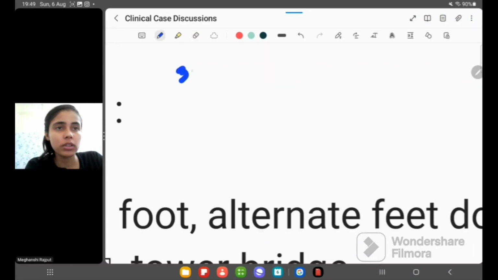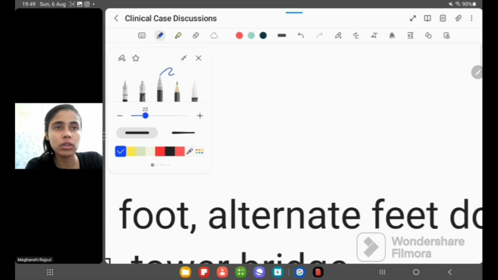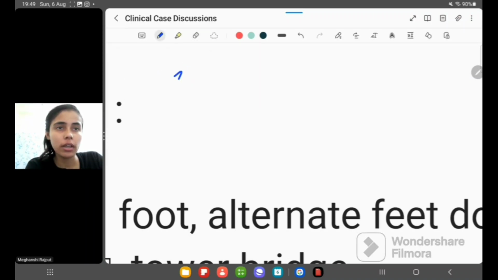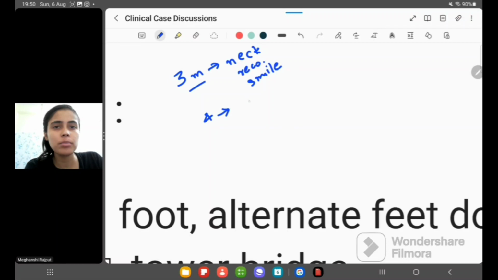If I have a 3 month old child, I would be asking about head holding, neck holding, whether the child is able to hold his neck or not. At the same time, I should know whether the child recognizes his mother and has a social smile. So these things I have to ask in a 3 month old child. By 4 months, the child develops a bidextrous approach.